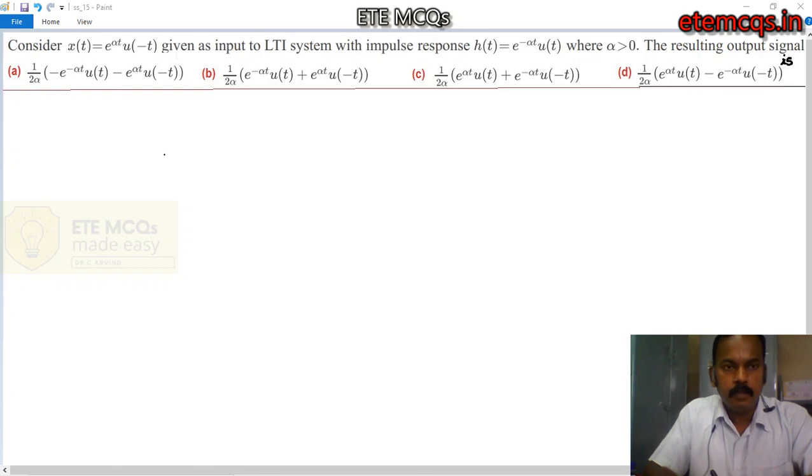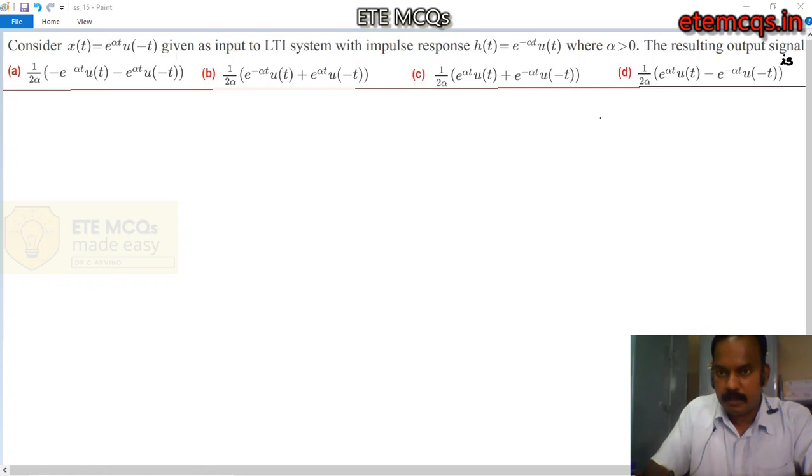The problem that we are going to solve now is: consider x of t equal to e power alpha t u of minus t given as input to a LTI system with impulse response h of t equal to e power minus alpha t u of t, where alpha is greater than 0. The resulting output signal is... So what will be the resulting output signal? We are given the input and impulse response.